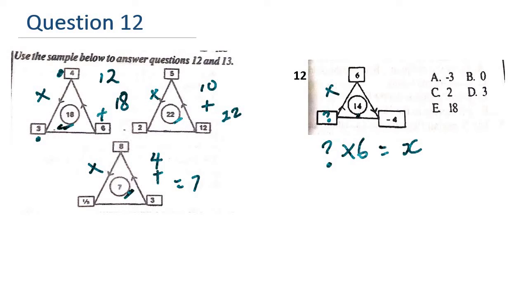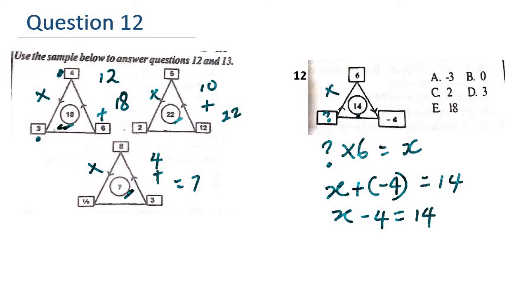So x, that's this times this, I said let it be x. x plus minus 4 must give me 14. Plus times minus is minus, so x minus 4 equal to 14. Collect like terms, x equal to 14, move minus 4 to the other side, will be plus 4. x equal to 18. I know what the value of x is now.